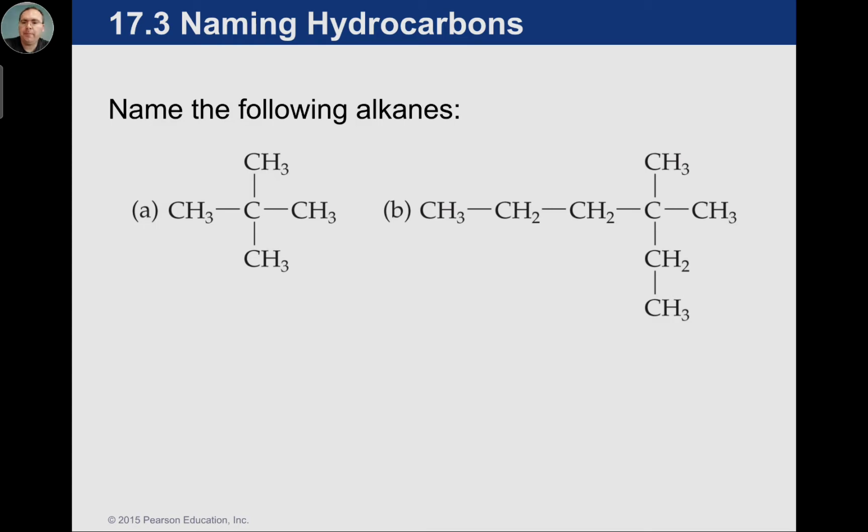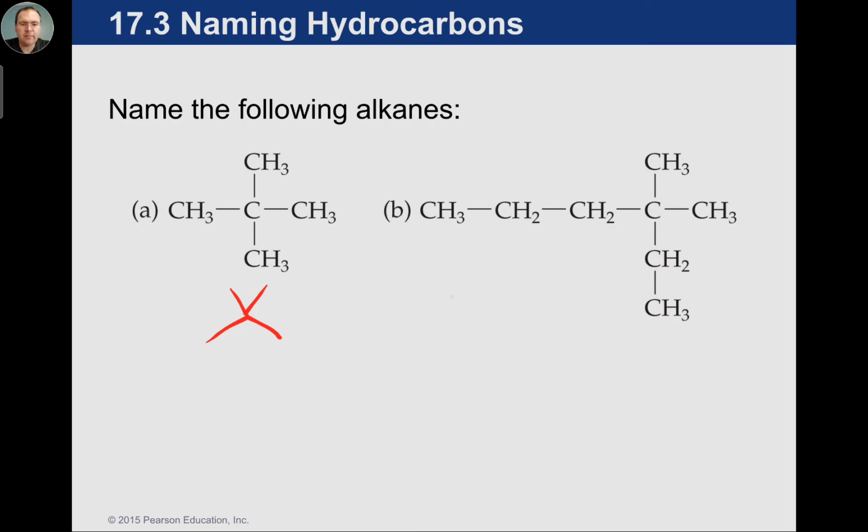Let's try a couple here. We have 3 across, 1 up, 1 down. So let's do some bond line practice on these just for fun. So 1, 2, 3 across. We have a branch both in the middle. So that's the best interpretation of bond angles and so forth. We could draw wedges and dashes and make it even more so, but that's basically the same structure.